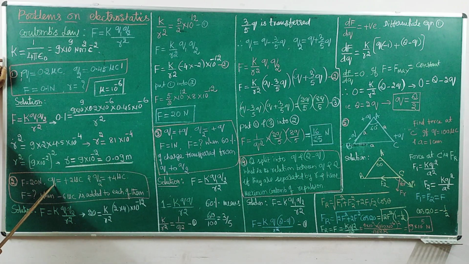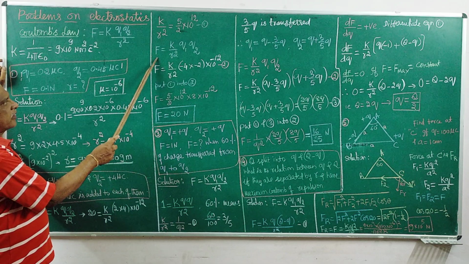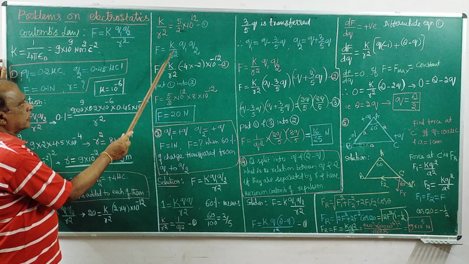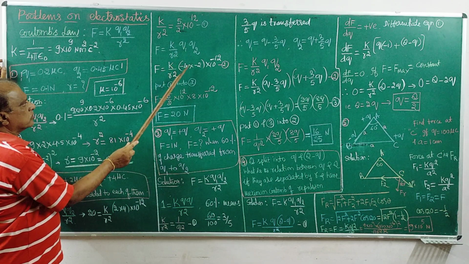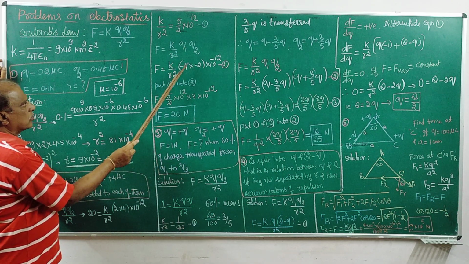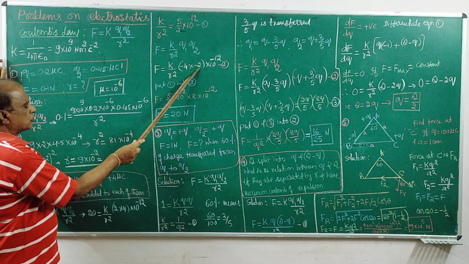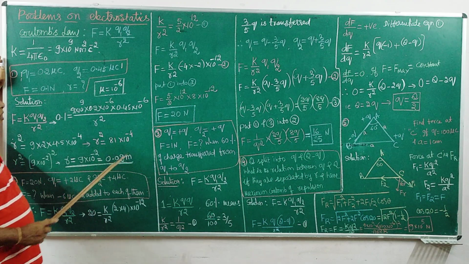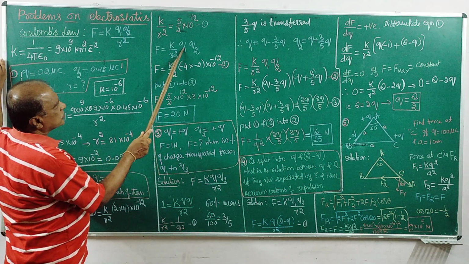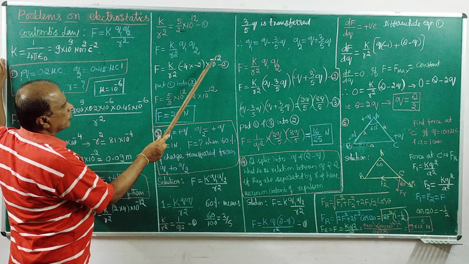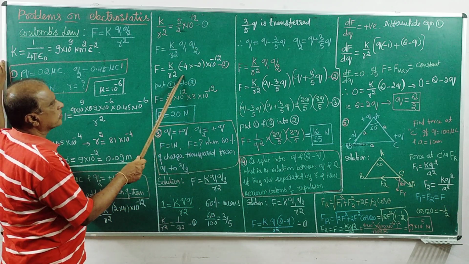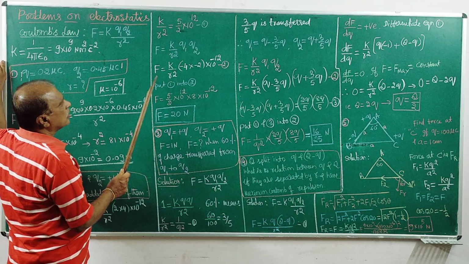Now what is Q1 for the next one? The force to be calculated. The same K by R square, this is the same for both the data. What is Q1? This is minus 4. What is Q2? Minus 2. With the addition of this, and 10 to the power of minus 6, 10 to the power of minus 6, that is 10 to the power of minus 12. Simplify. This is the one.